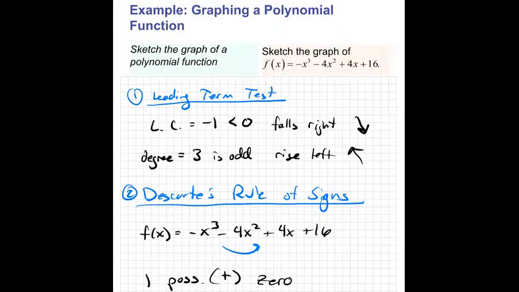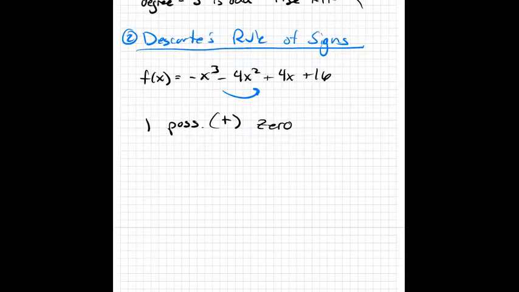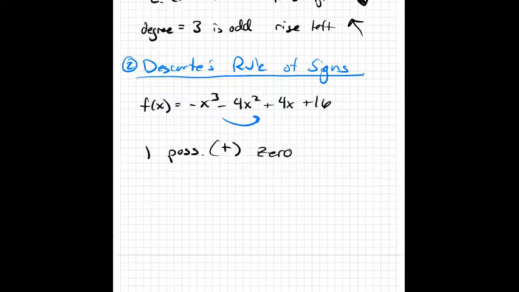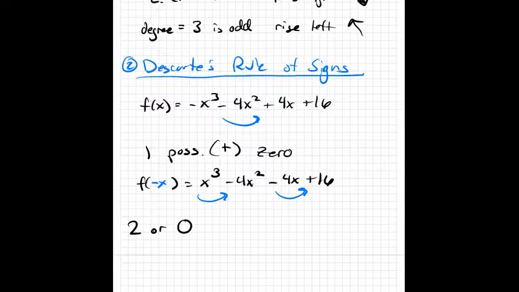Okay. So then let's test for the negative zeros. We're going to do f of negative x. Let me see. That's going to become a positive x to the 3. That's going to stay the same. That's going to become this. So now if we count the number of sign changes, we have 1, 2. Right? So what this means is that we have either 2 or 0 possible negative zeros.